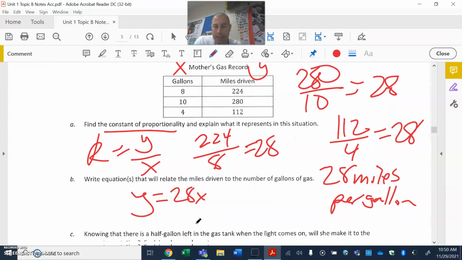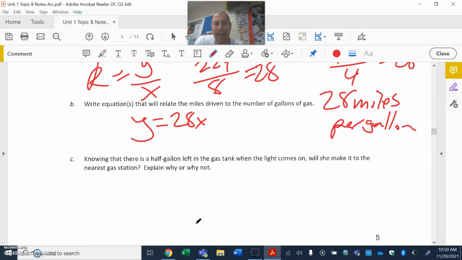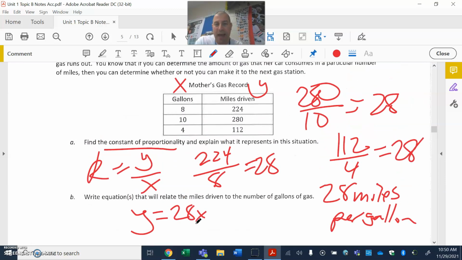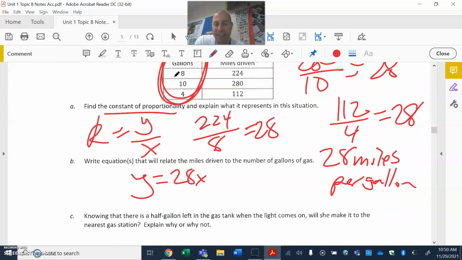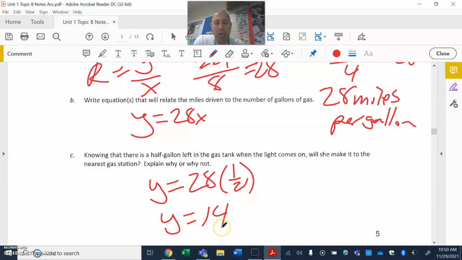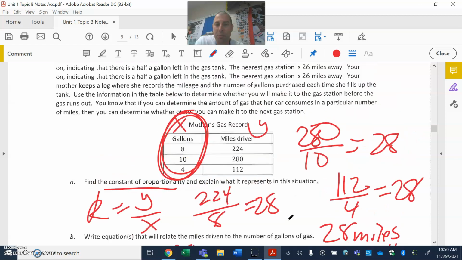And then, knowing that there's half a gallon left. So half a gallon, half a gallon, half a gallon. You can see the gallons are our x. So let's see what happens here. 28 times a half. So what's half of 28? Well, that's 14. So she can go 14 miles. So is that going to be enough?